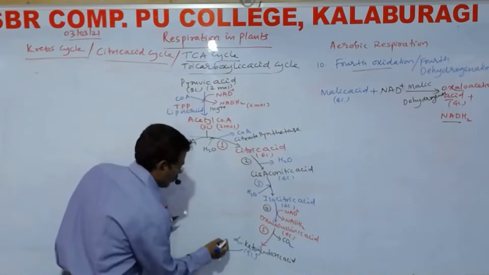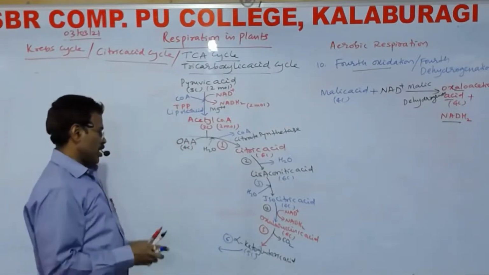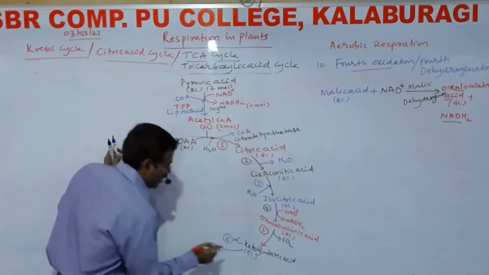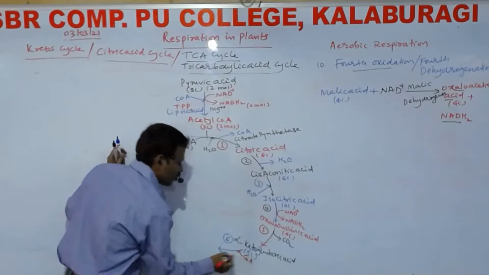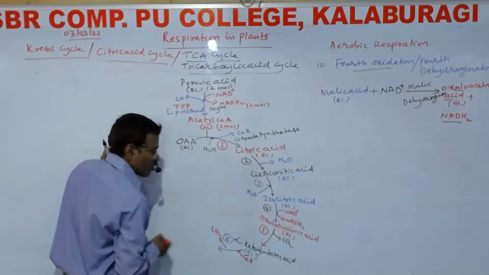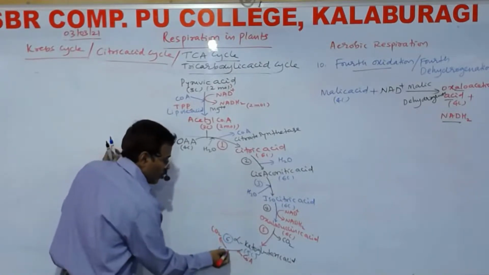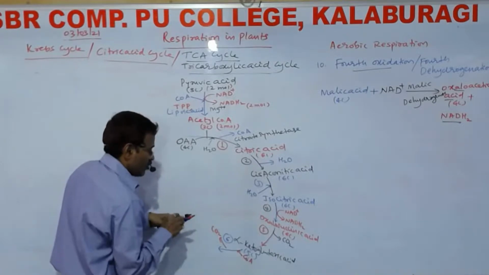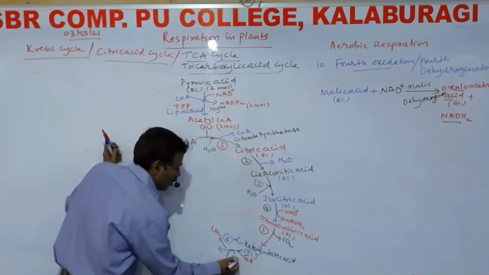Sixth step is second oxidation, second decarboxylation. So what will be added here? Coenzyme A will be added. Okay, what is liberated? Carbon dioxide is liberated. Okay. Alpha ketoglutarate acid oxidation going to release hydrogen atom. They are accepted by NAD plus and synthesize NADH2.